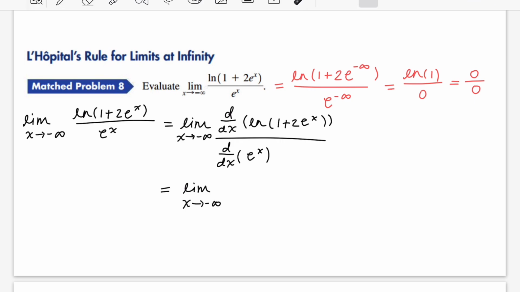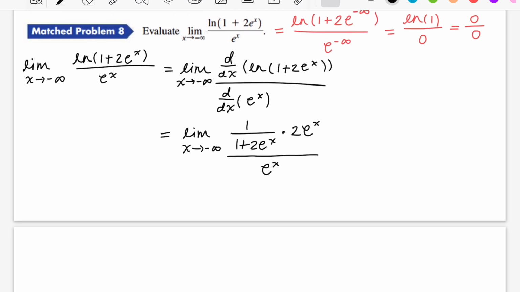So we know that the derivative of ln x is 1 over x, but we have this inside function plugged in for x, so we're going to use the chain rule. It's going to be the derivative of our outside function, ln x, evaluated at the inside function, so 1 over 1 plus 2e to the x. And then we need to multiply by the derivative of our inside function. The derivative of 1 is 0, and then we have this constant multiple times e to the x. So we get the constant multiple times the derivative of e to the x, which is just e to the x. And we get e to the x on the bottom as well, because the derivative of e to the x, like we said, is e to the x.